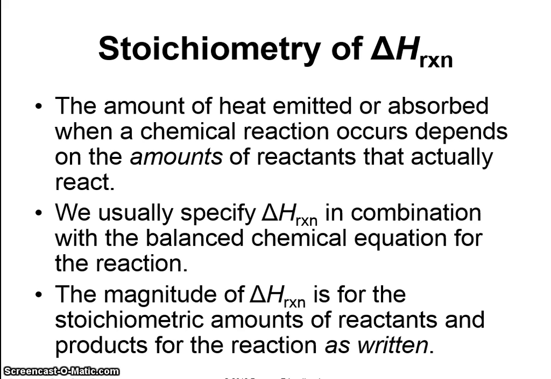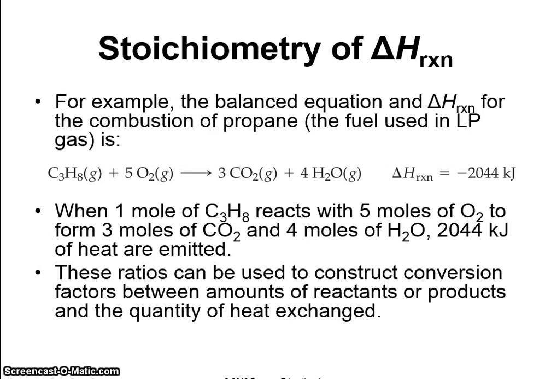The amount of heat emitted or absorbed when a chemical reaction occurs depends on the amounts of reactants. We usually specify delta H Rxn in combination with the balanced chemical equation for the reaction. The magnitude of delta H Rxn, or the value you get for delta H sub Rxn, is for the stoichiometric amounts of reactants shown as written in a balanced chemical equation.